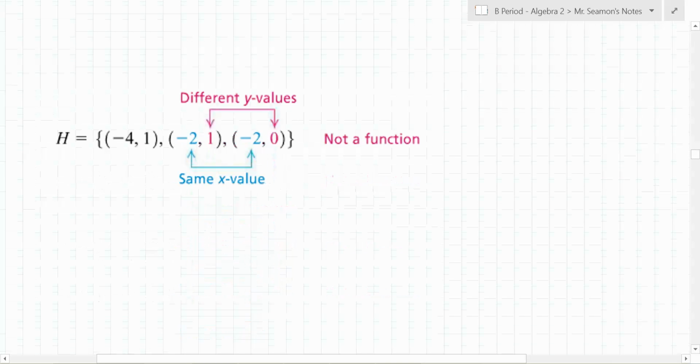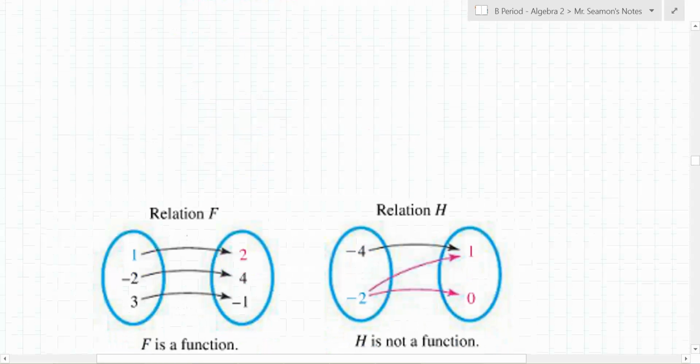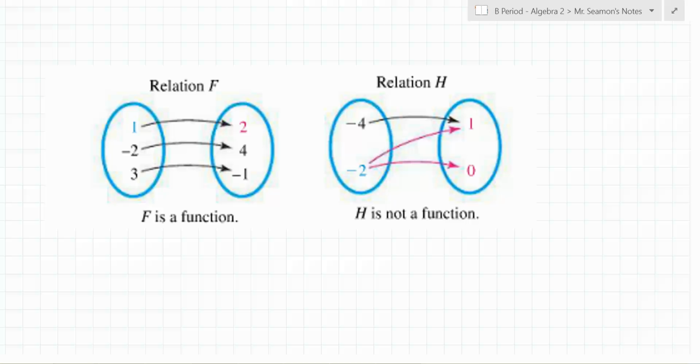Sometimes you see functions written like this, these blob patterns. It's the same idea: x value, y value, x value, y value. It's easier when you have these arrows to see if it's a function. Is this a function over here? No, because you have negative 2 going to two different y values. This is the same as what we just looked at. Yeah, this is just another way.